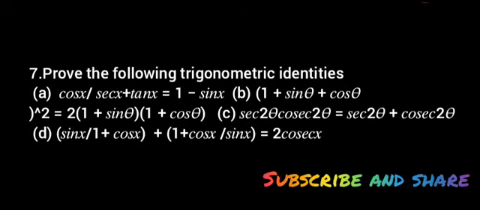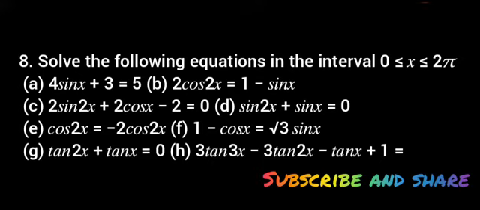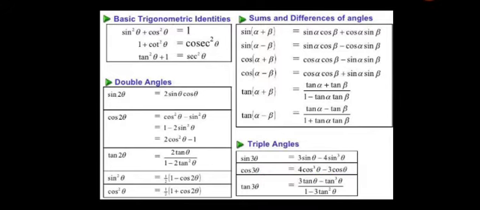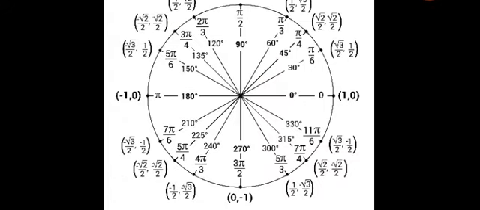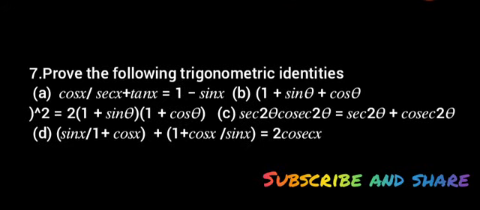So I'm going to start with question 7. Question 7 is on identities, and question 8 is on trigonometric equations. For you to solve these questions, you need to have some knowledge of identities and also the unit circle. They are very important. You need to know that. So let us solve question 7.